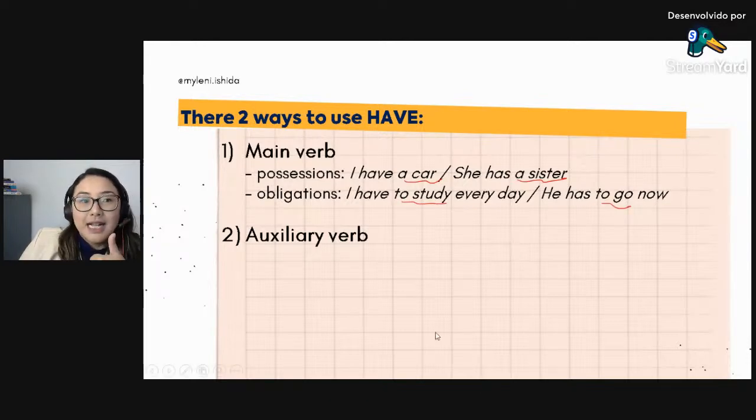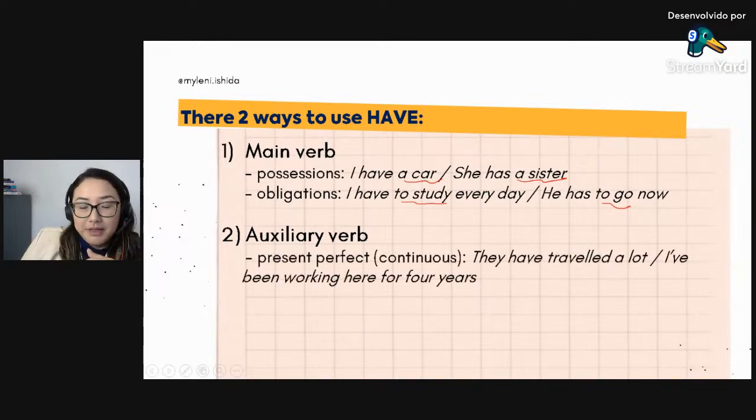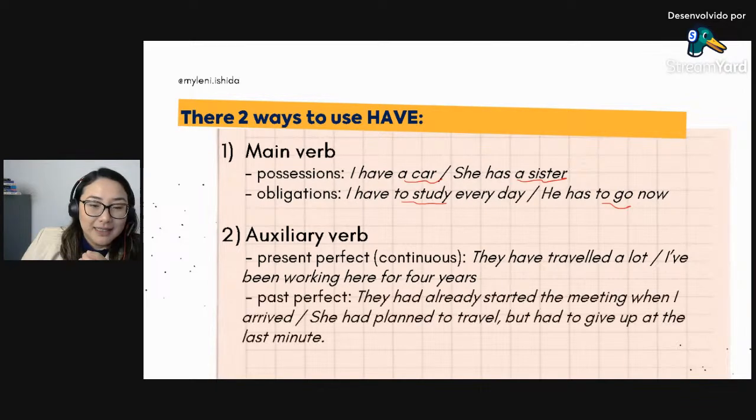Okay? The second case is when the verb is an auxiliary verb. And we have, for example, the present perfect continuous or the past perfect. In this case, they have traveled a lot. Look, the verb in the past participle. Or you can have been working because you have the present perfect continuous.